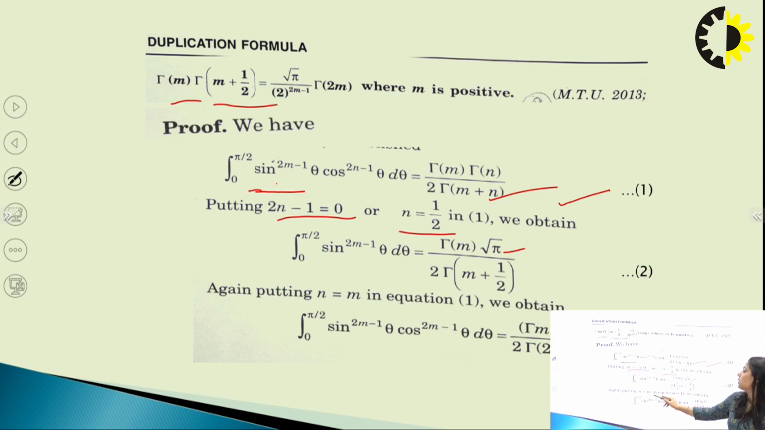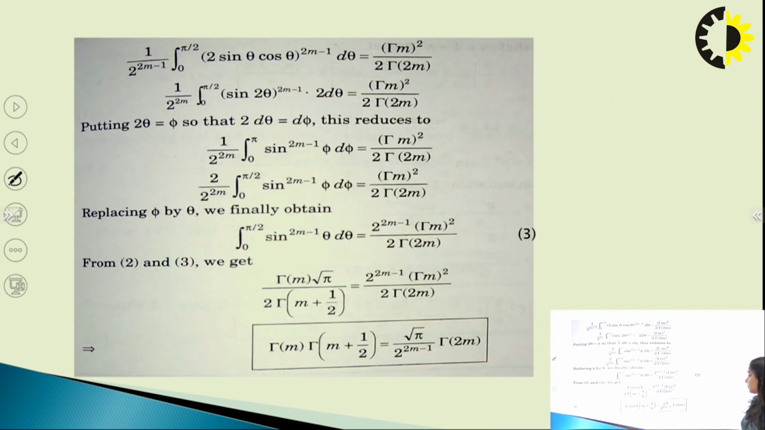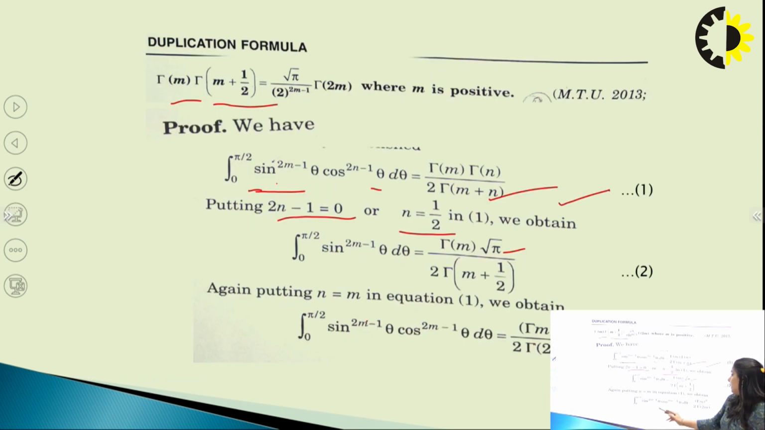Now again putting n equal to m in the first equation. So integration 0 to pi by 2 sin power 2m minus 1 theta cos power 2m minus 1 theta d theta is equal to, putting m equal to n, gamma m whole square upon 2 into gamma of 2m. Now we will multiply and divide this integration by 2 power 2m minus 1.